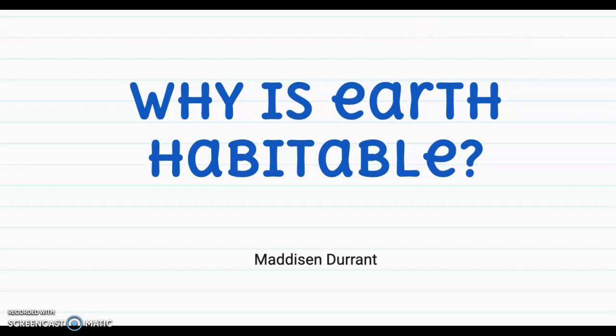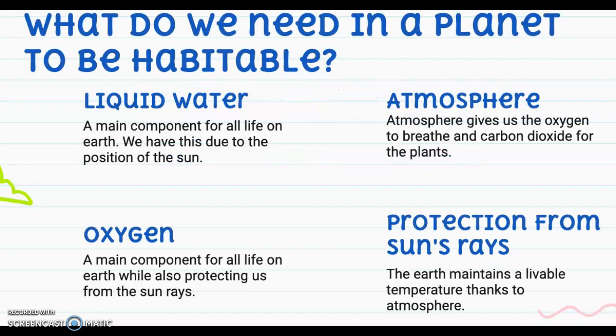Okay, so why is Earth habitable? Well, first we need to know what makes a planet in general habitable, and there's 8 components to that. So the first one is liquid water, a main component for all life on Earth. So for us and plants and animals, all that.